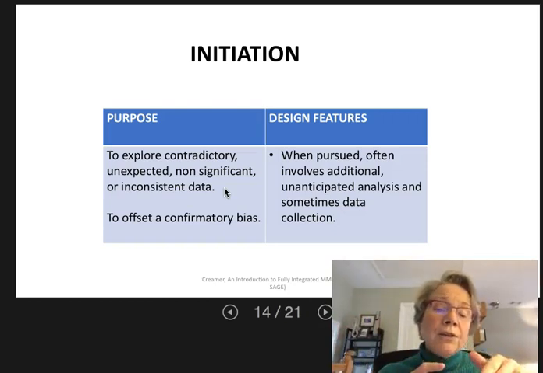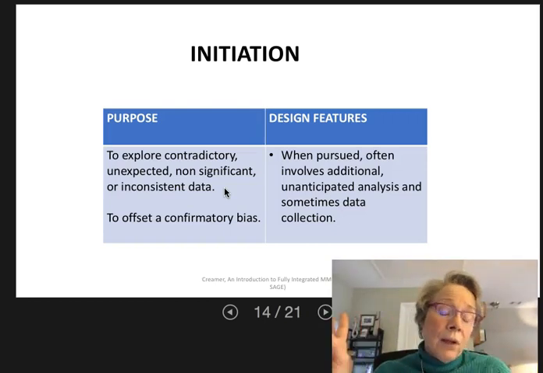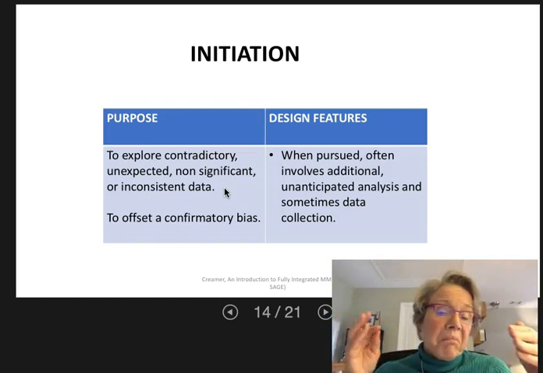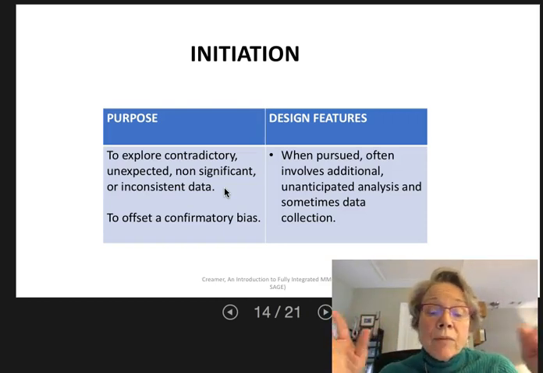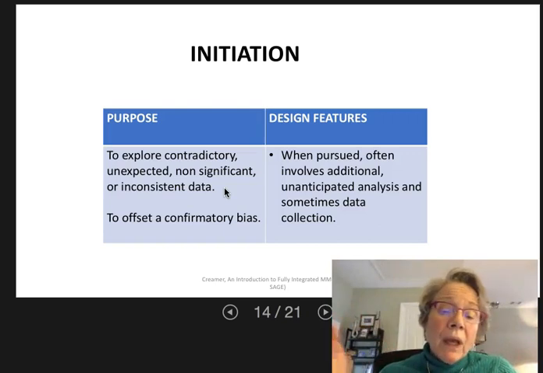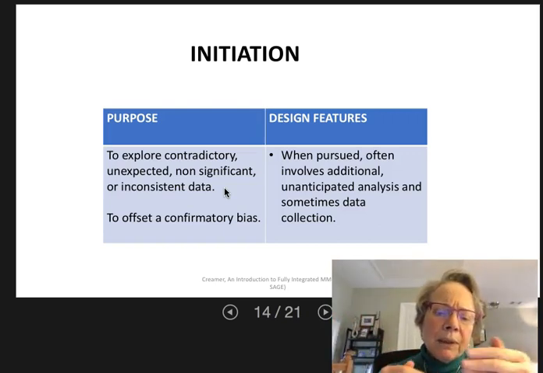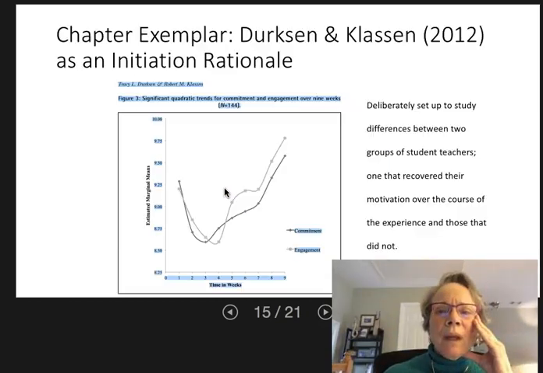In the initiation design, you pursue them to understand them. You don't just set them aside and say, oh, it's a methodological weakness. My instruments were bad. I did something wrong. In fact, you see potential in it, possibly theoretical, in pursuing them.